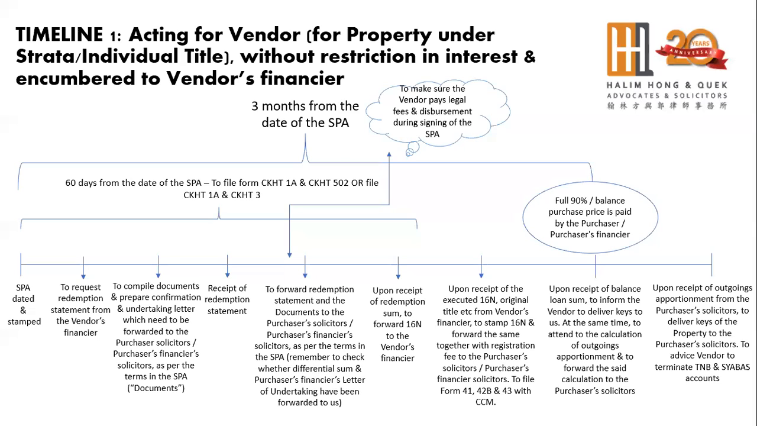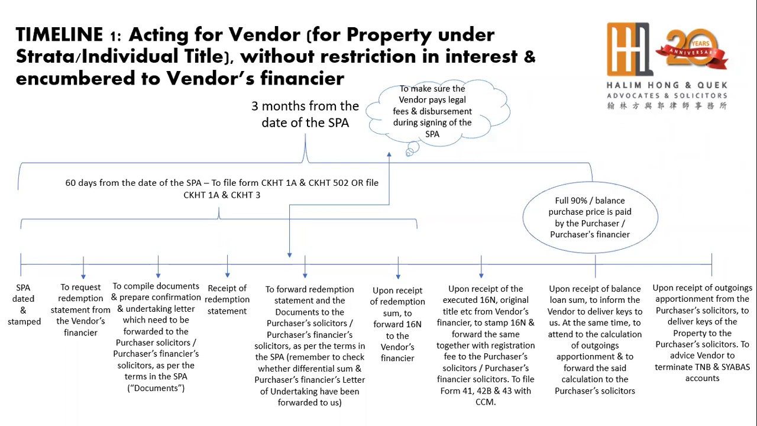Then once you receive the redemption statement, you just have to cross-check the SPA, make sure the differential sum has been paid to us, and the purchaser's bank's undertaking letter has been forwarded to us. Then we can forward all documents to the purchaser loan lawyer. So they will advise the redemption sum. After we receive the redemption sum, we have to forward the 16N discharge of charge to the vendor's bank. Once we receive the 16N, we have to stamp it, and then send it again to the purchaser's loan lawyer, together with the original title.